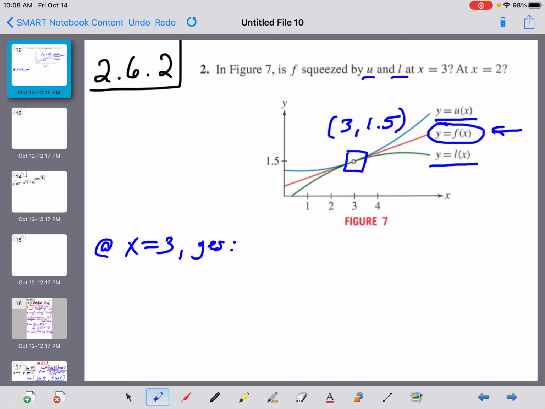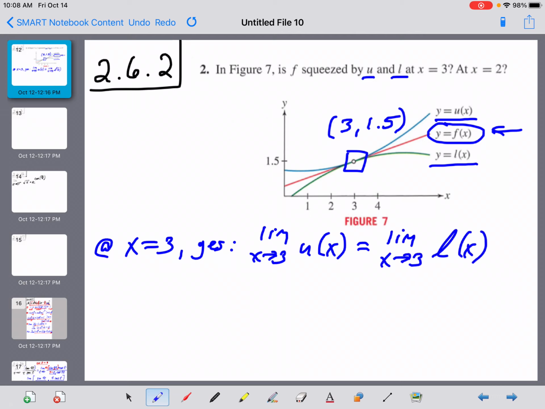So the reason we would say that is because the limit as x approaches 3 of one of the functions, u of x, is equal to the limit as x approaches 3 of the lower limiting function, which I'll call L of x. And because the upper and lower limiting functions have the same limit value there, I don't really think you need to write this, but you could then conclude that the limit as x approaches 3 of your middle function, f of x, would have to equal the same value as the others, which would be 1.5.